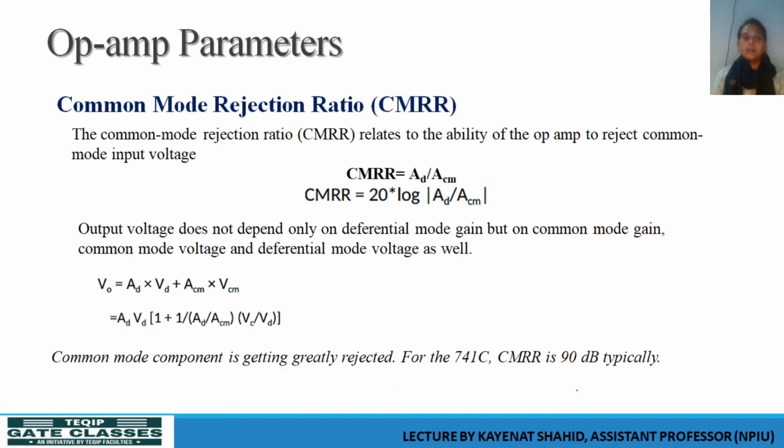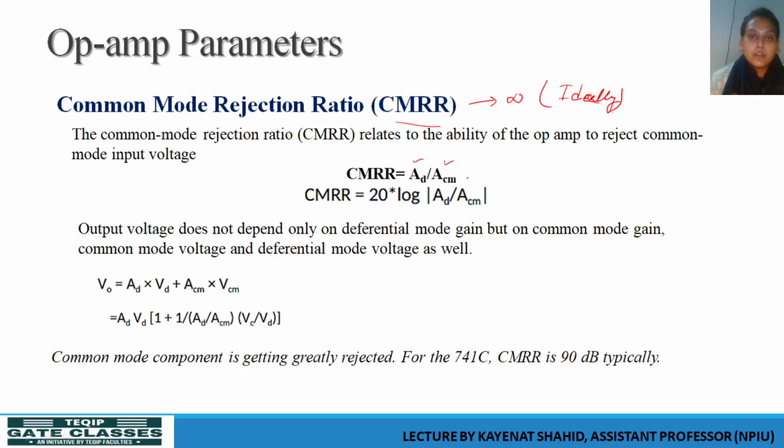Next very important performance parameter is common mode rejection ratio. What is CMRR? Ideally we said that it is infinity. Now CMRR is nothing but the ratio of differential gain to the common mode gain.